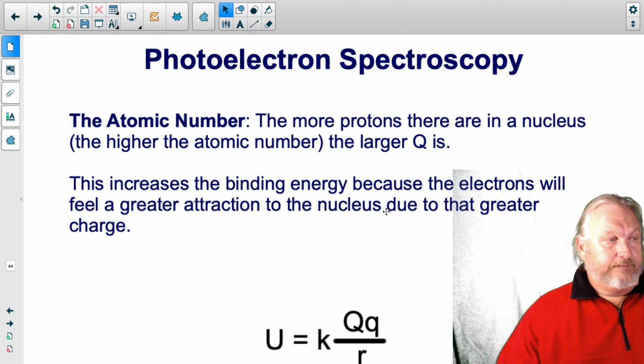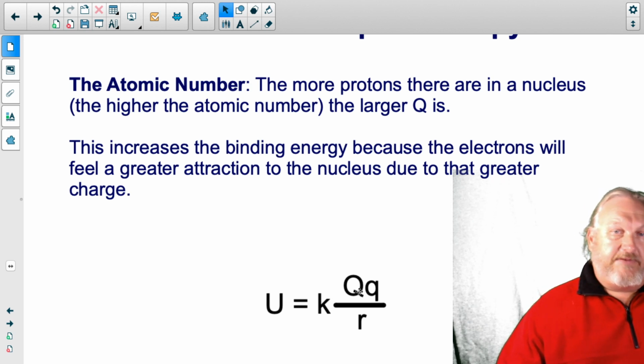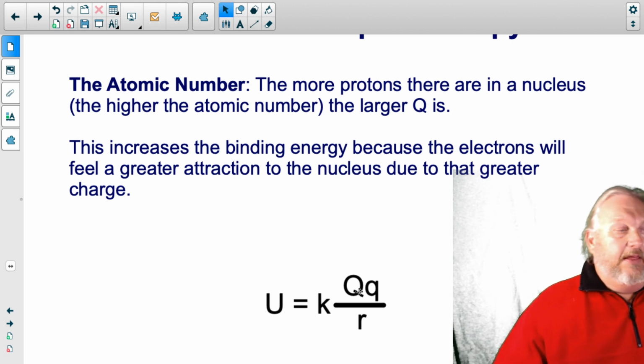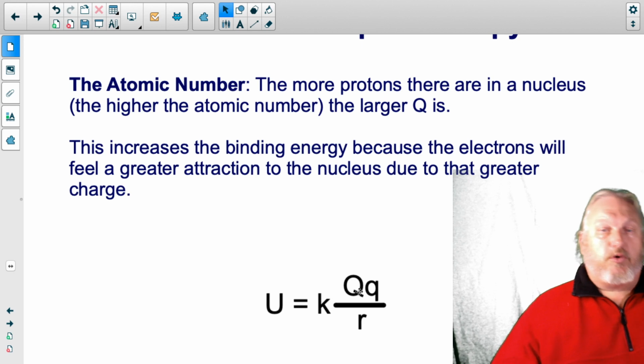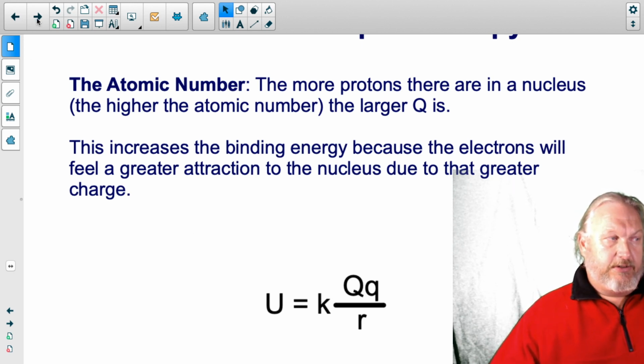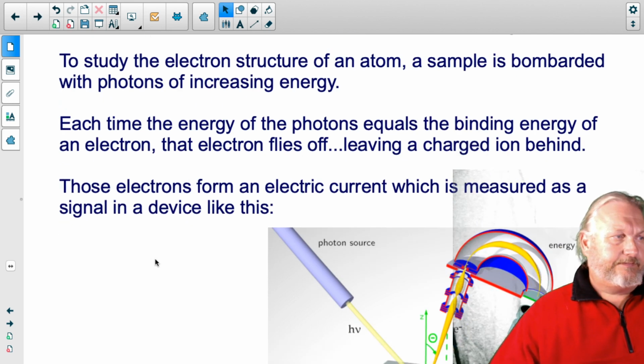So this is Coulomb's law. The more protons there are in a nucleus, the higher the atomic number, the larger the Q1 is, or the capital Q is, the positive charge. This increases the binding energy because the electrons will feel a greater attraction to the nucleus due to that greater charge. It's called the Z factor, or the Z effective.